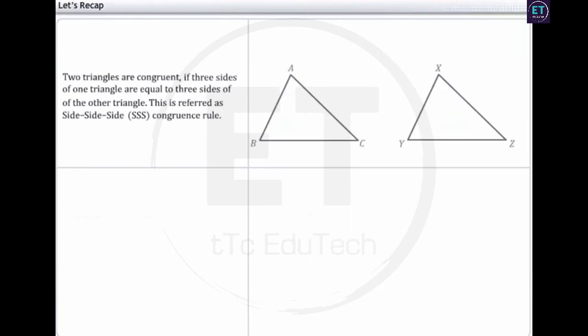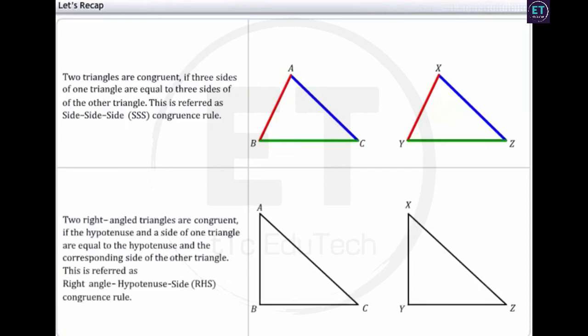Two triangles are congruent if three sides of one triangle are equal to three sides of the other triangle. This is referred to as the side-side-side or SSS Congruence Rule. Two right-angled triangles are congruent if the hypotenuse and a side of one triangle are equal to the hypotenuse and the corresponding side of the other triangle. This is referred to as the right-angle hypotenuse side or RHS Congruence Rule.